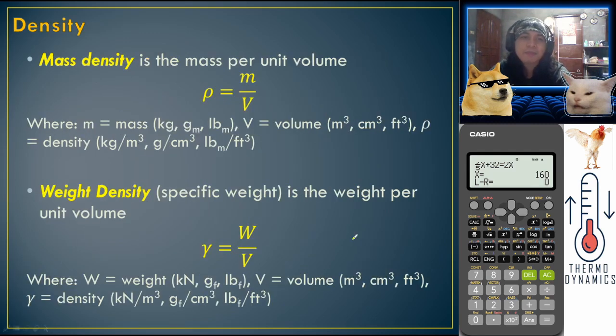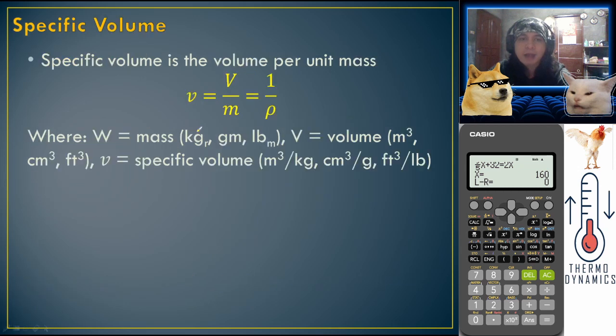Alright, let's go! So, density. Mass density is the mass per unit volume. And of course, the formula is mass over volume. And of course, meron pa tayong tinatawag na weight density, the weight per unit volume. So, parehas volume yung denominator. Pero ang numerator dito sa weight density is the weight itself. So, take note of the units used. Familiarize. Okay? So, for SI unit, we have kilogram per cubic meter for density. Pag weight density naman, newton per cubic meter.